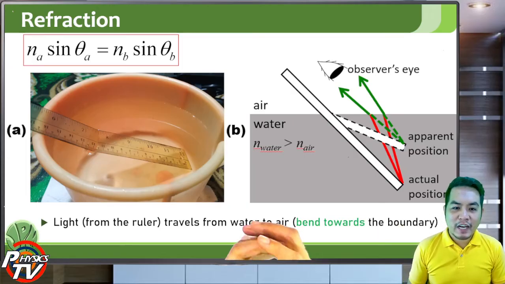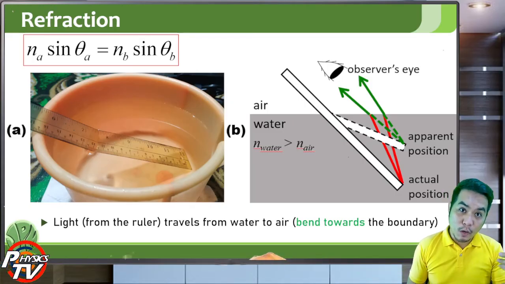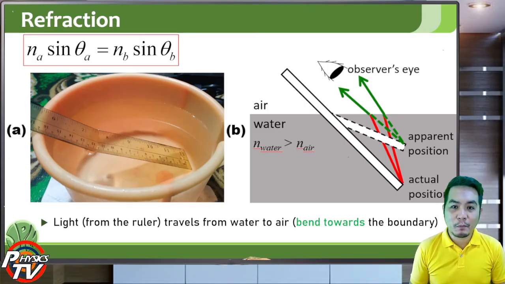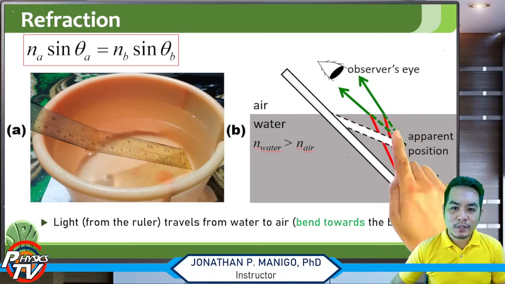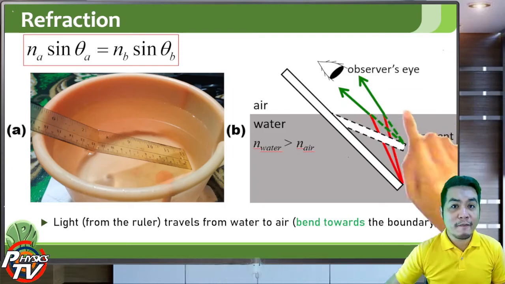So the light from the ruler travels from water to air. So see, from water to air, it travels from a higher to a lower index of refraction. So it will bend towards the boundary. So instead of this red light here going straight, it will bend towards the boundary.